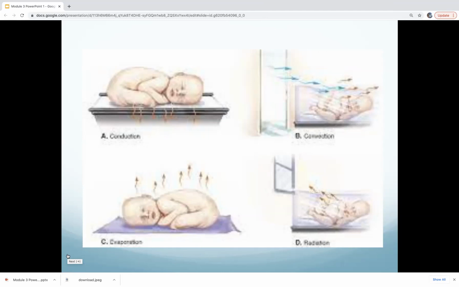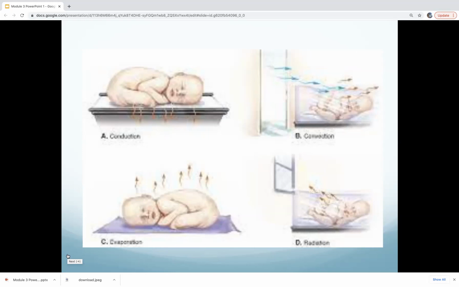Letter B you see is convection. And convection is loss of heat from the neonate's warm body surface to cooler air currents, such as air conditioners or oxygen masks. Okay, so air conditioners we would see when they were home. Oxygen masks you would see in the NICU. So they're losing their heat due to cooler air currents. So convection is your cooler air currents, such as an air conditioner or oxygen mask. So in that picture, it looks like actually a fan, which is also an air conditioner, so to speak, right?